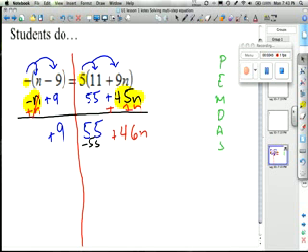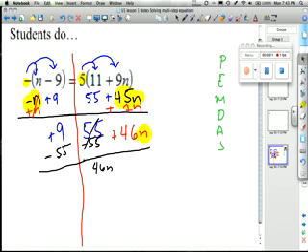Subtract 55, because the variables are on this side, I'm not going to subtract the 9, because the 9 is already on the other side. I want to get it away from my variables. Subtract 55 on both sides. These cancel. 55 minus 55 is 0. The only thing left over here is going to be 46n and... Oh, I'm sorry. 9 minus 55 is going to be negative 46.